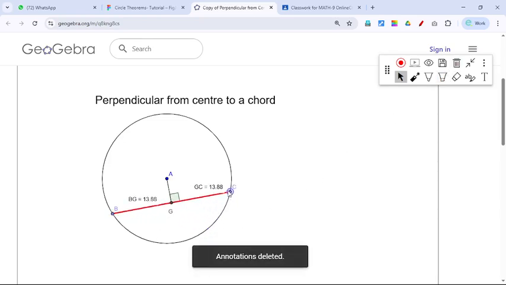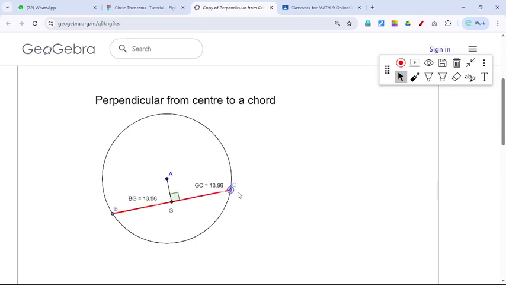See, if I change the chord, as long as AG is perpendicular, it is bisecting. For example, at this point, this is 9.46, this is 9.46. You change the position, this is 14.92, this is also 14.92. So as long as it makes a 90 degree angle, as long as it is perpendicular, the two parts of the chord remain the same. So it bisects.